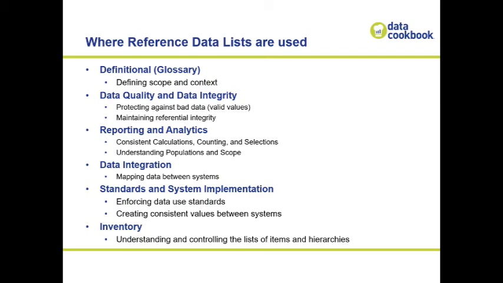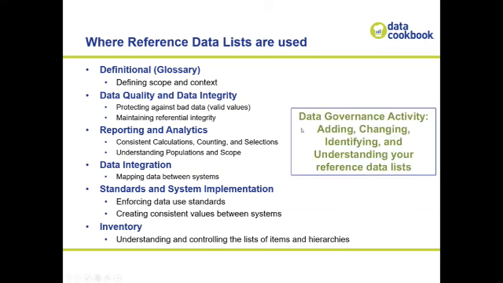And then lastly, we talked about inventory: understanding and controlling the list of items and hierarchy so that you can measure and monitor things more effectively. So those are how things are used from a governance activity standpoint. You've got adding, changing, identifying, and understanding these reference data lists. So what happens when you want to create a new list, change a list, identify where lists are and what their values are, and understand what they mean or how they're used in each data system.